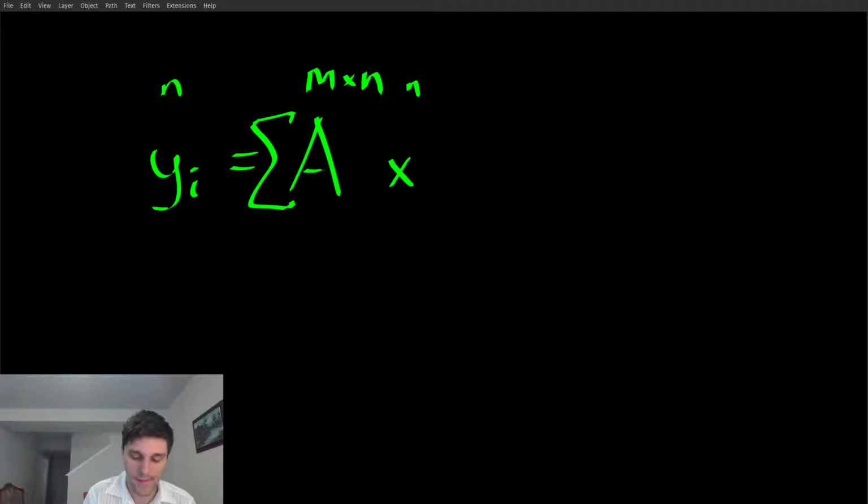across some k of aik xk, like this, from k equals 1 to n.